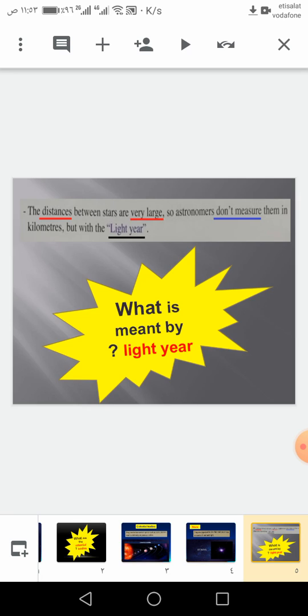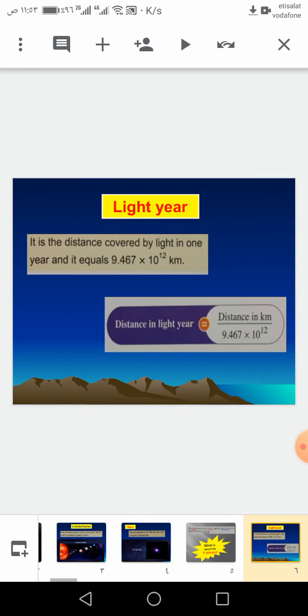What is meant by light year? Light year is the distance covered by light in 1 year, and it equals 9.467 times 10 power 12 kilometers. This number is a constant value. Light year means the distance light travels in 1 year.